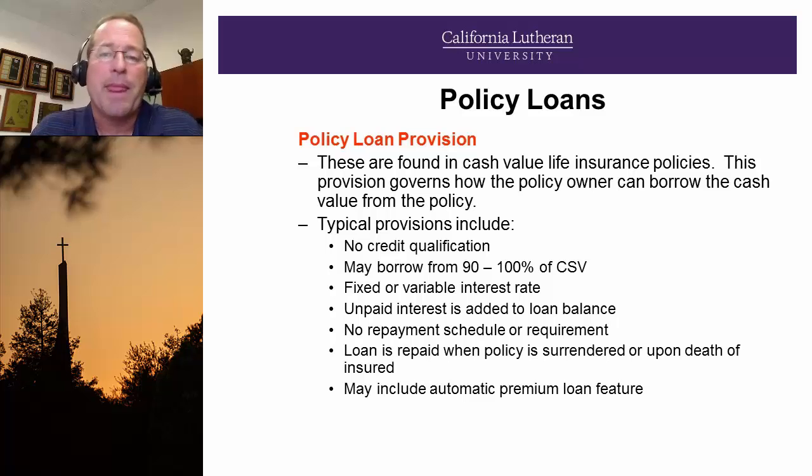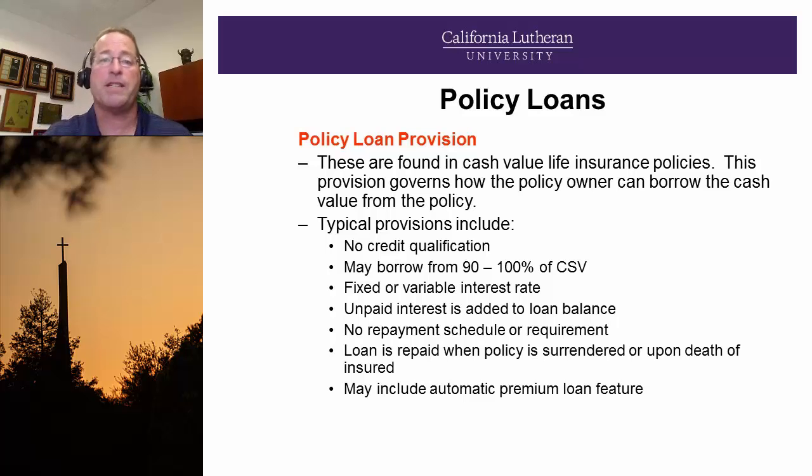Policy loans. On cash value policies, policy loans can apply. These provisions govern how the policy owner can borrow cash from inside of the policy. Typical provisions include there's no credit qualification and typically limits up to 90 or even 100% of the cash value of the policy. There can be a fixed or variable interest rate. That's at the discretion of the life insurance company and also stated in the contract. Any unpaid interest is added to the loan balance annually, and there is no repayment schedule or requirement. The loan is repaid when the policy is surrendered or upon death of the insured.